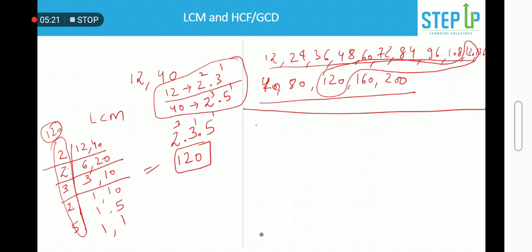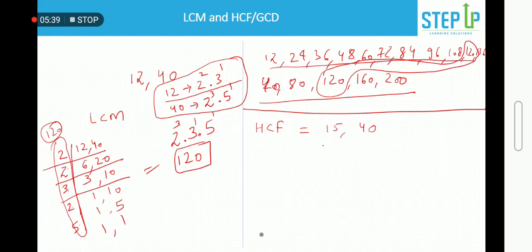Now another concept is also the highest common factor. For example, let's say you have numbers like 15 and 40. Now what does it mean, right? It means, what is the highest common factor, or greatest common divisor.